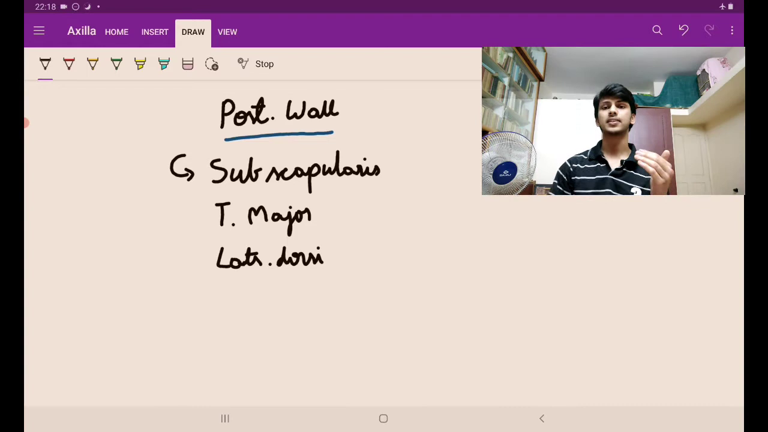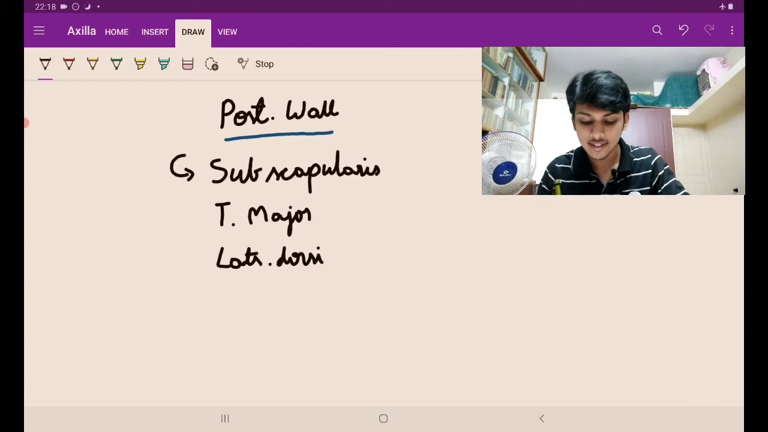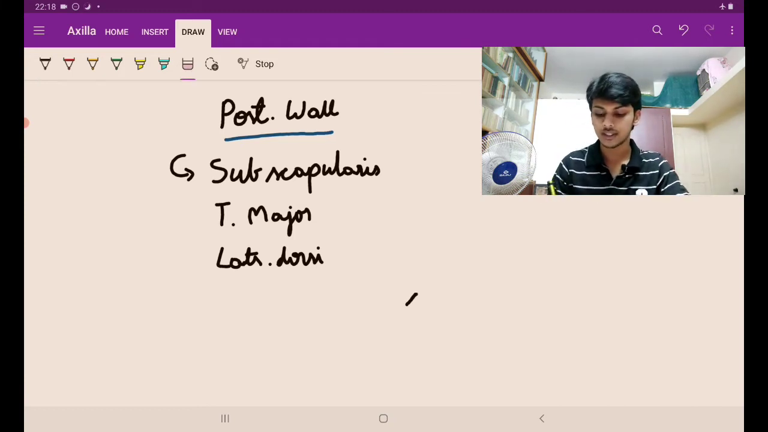Then there is the subscapularis. Scapula is like this, in the back. So subscapularis comes from the ventral surface of the scapula and is attached to the humerus. Then there is teres major. Teres major is a muscle. We'll be studying that too.